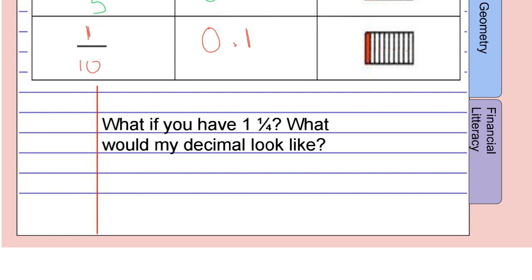Okay, now it says, what if you have 1 1/4? What do we think our decimal would look like? So think back to what you guys did yesterday. What would it look like? Okay, so you would still have one whole.